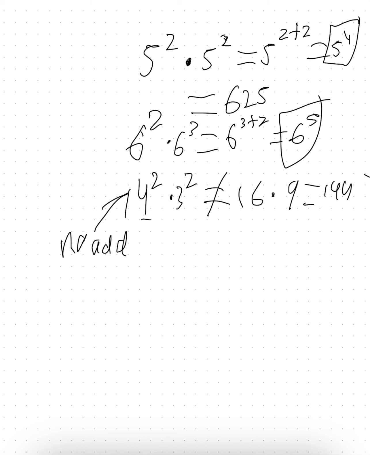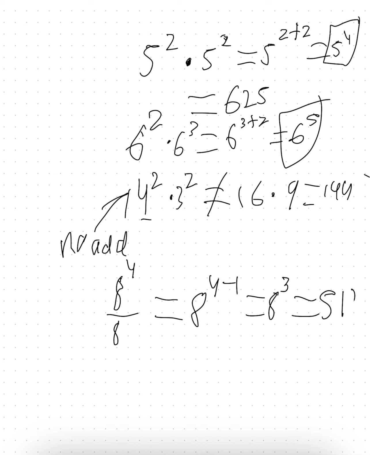Now let's move on to our division property. Let's do 8 to the 4th power over 8 to the 1st power, or just 8. If we don't write an exponent there, it's always 8 to the 1st power. So that equals 8 to the 4 minus 1, which equals 8 to the 3rd. You could probably multiply that out, which is 512. Okay.